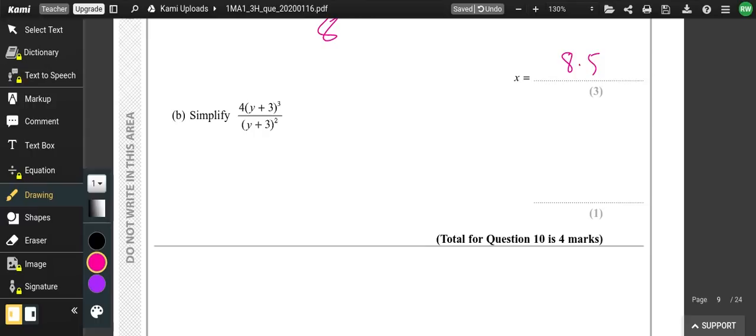Question B, we're just going to cancel the y plus 3 squared with 2 from the top and get 4 brackets y plus 3.